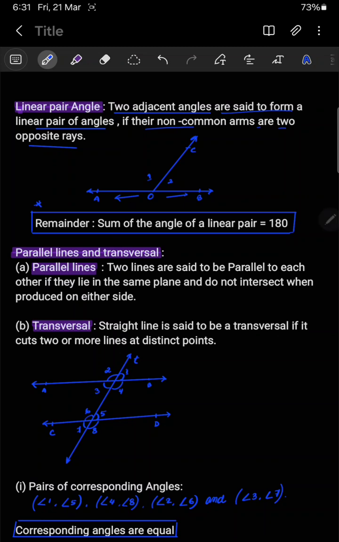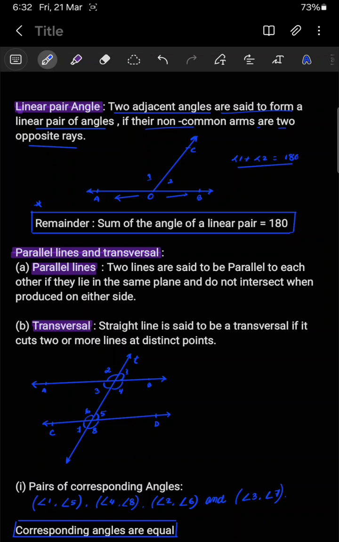Now, the important concept you have to remember: what is the sum of the angles of a linear pair? It is 180. It means if you add your angle 1 and angle 2, you will get 180 degrees. You have to remember that point. The sum of the angles of a linear pair is 180. A very important concept you have to remember.